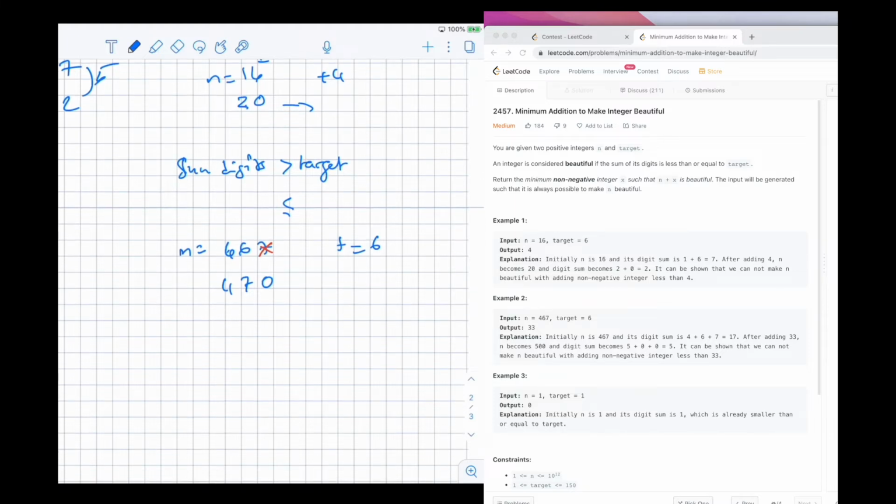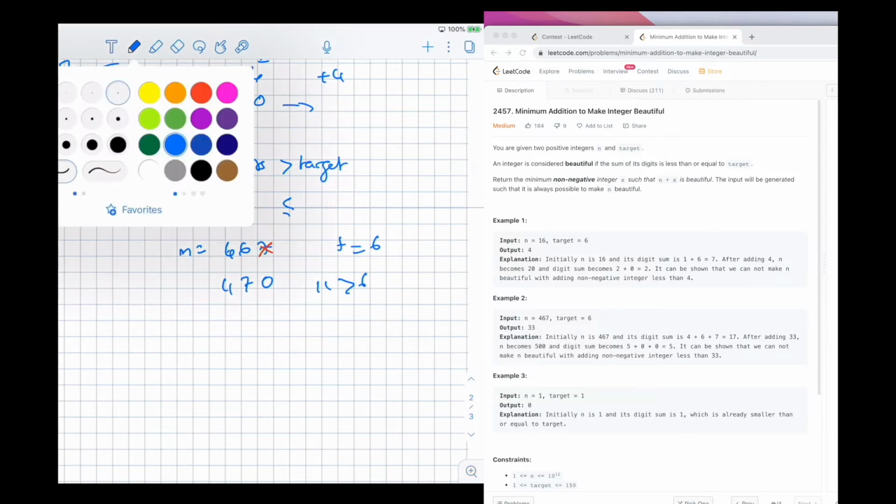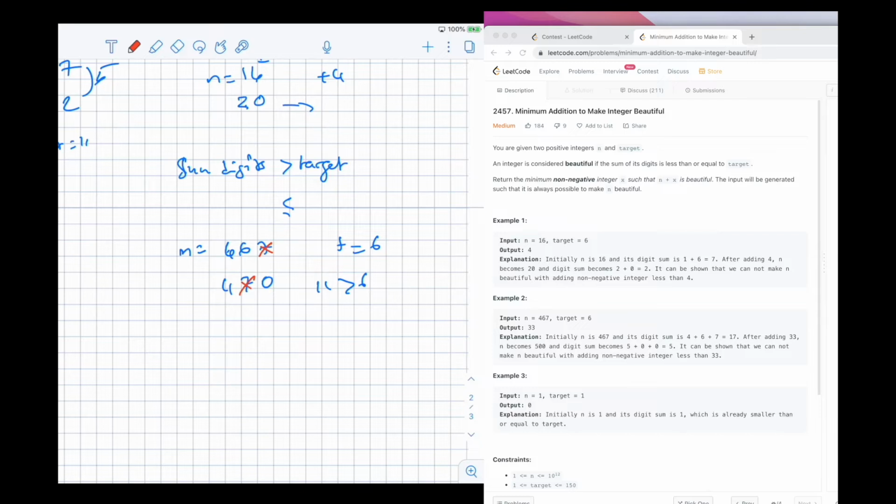So that's 4 plus 7, right? 4 plus 7 is 11. So what that would mean here is that the sum is 11. 11 is still bigger than 6, so that's not right. By the way, 4 plus 6 plus 7 is also bigger than 6, right? Okay, so we try again, removing this one.